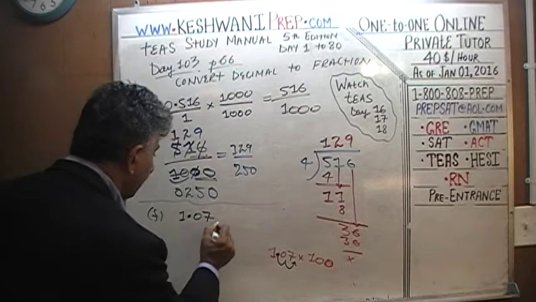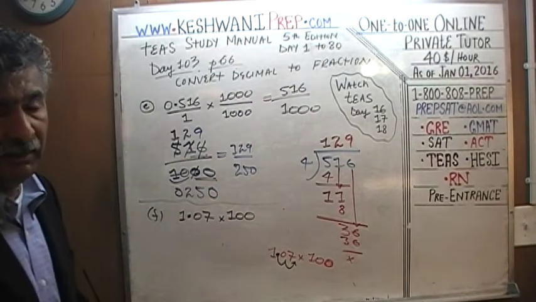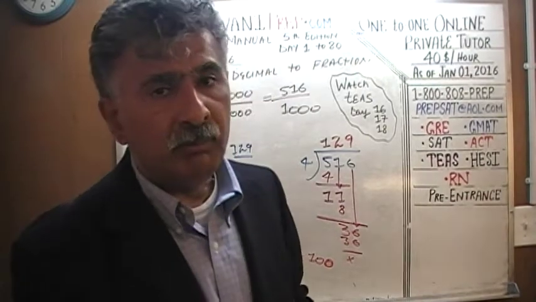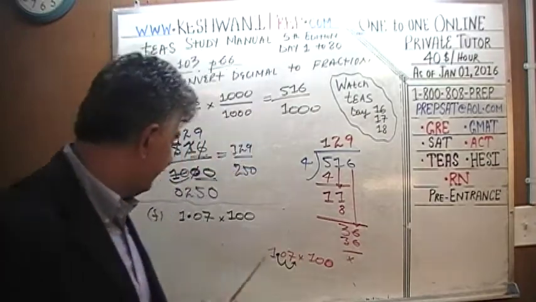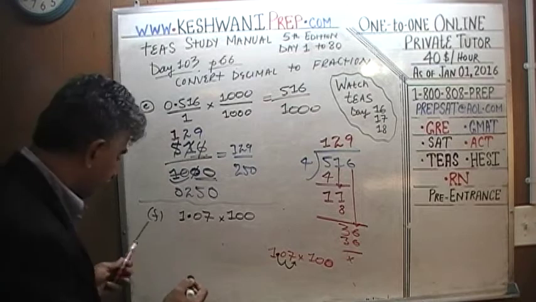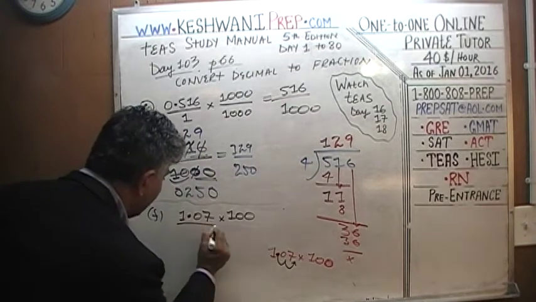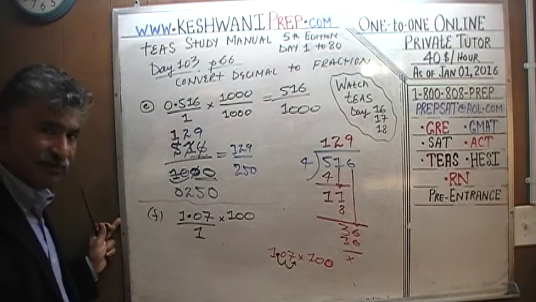So let's do that. We're going to multiply it by 100. But we can't just go around multiplying the top quantity by 100. If we multiply the top by 100, we must multiply the bottom by 100. The question is, what's in the bottom? I don't see anything in the bottom, do you? Of course there is something in the bottom. If there is nothing there, we can introduce ourselves. The bottom is 1. 1.07 divided by 1 is 1.07.